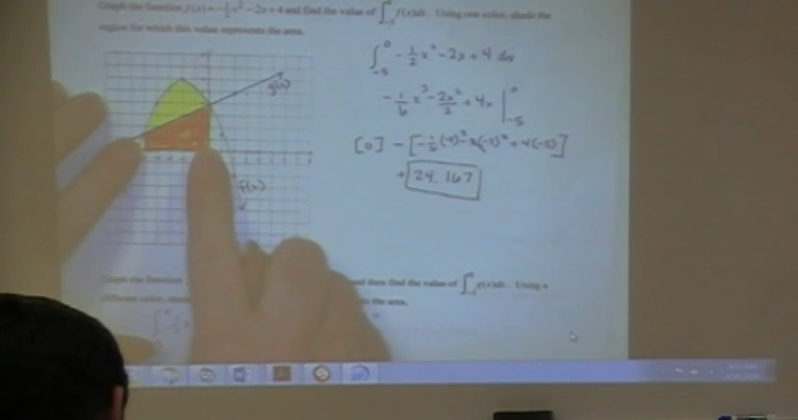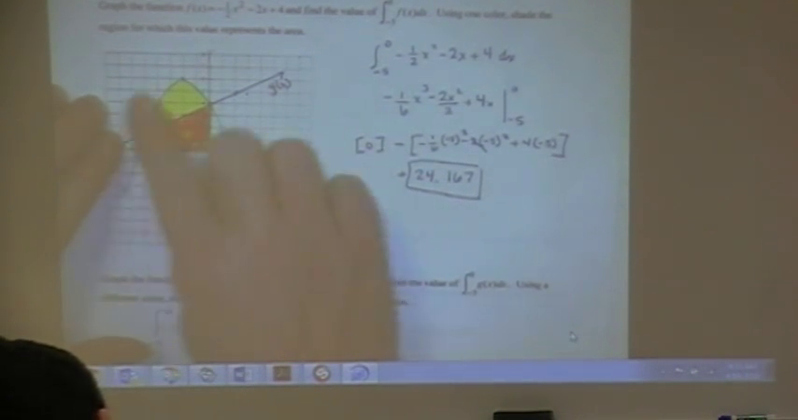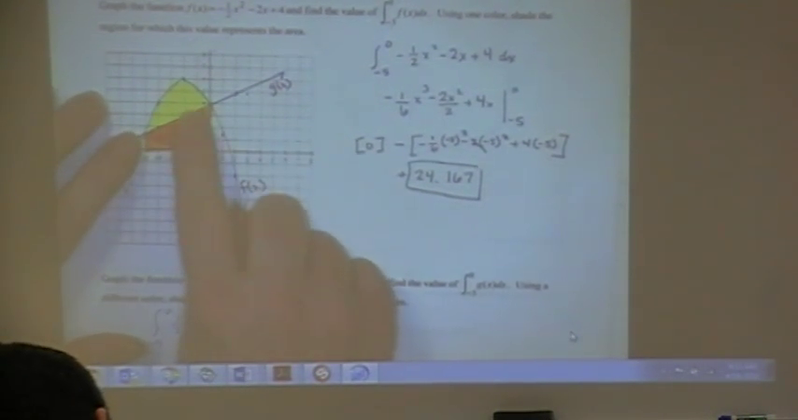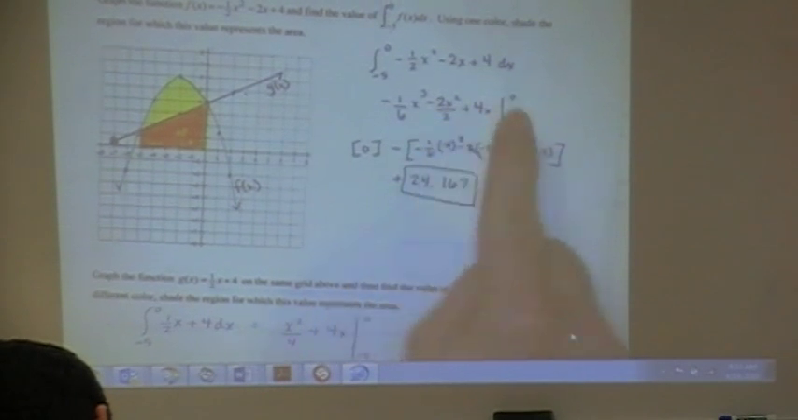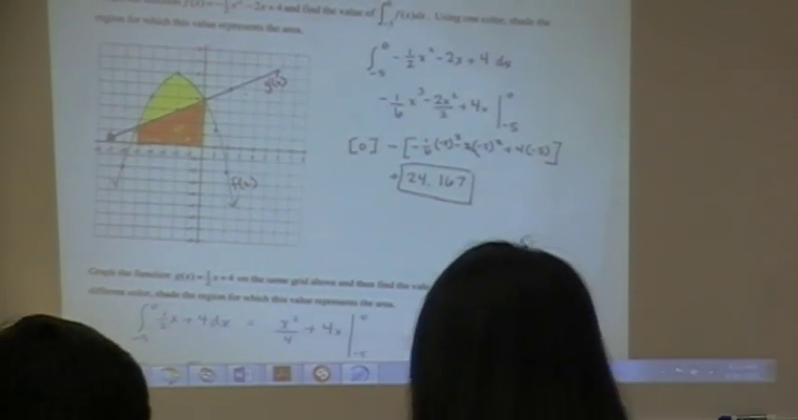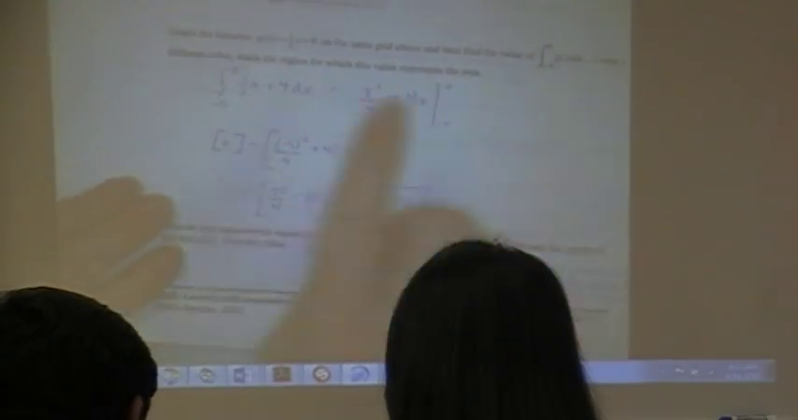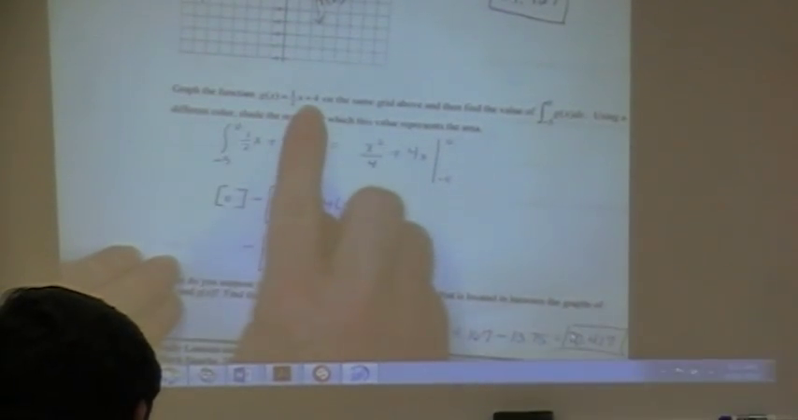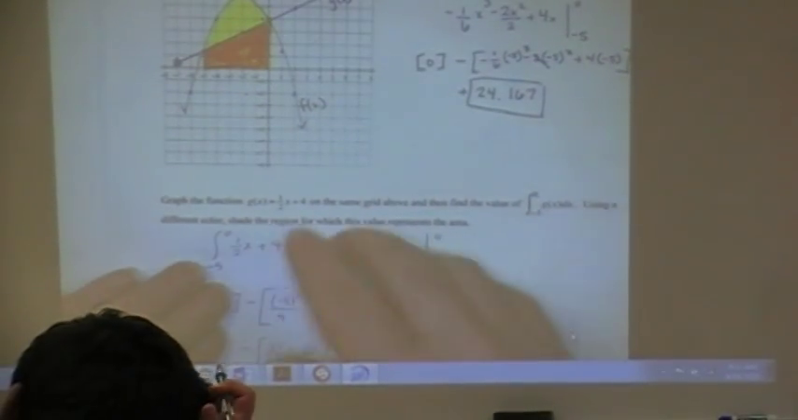You can't really tell because I had to shade over part of it, but it was just the parabola at that time. We found the area under the curve by finding the antiderivative and then plugging in our values. I got 24.167.